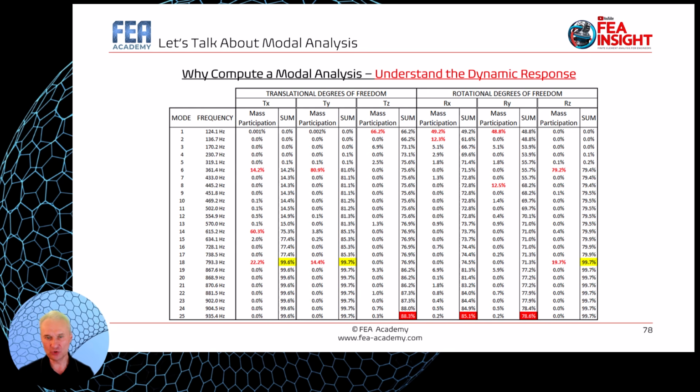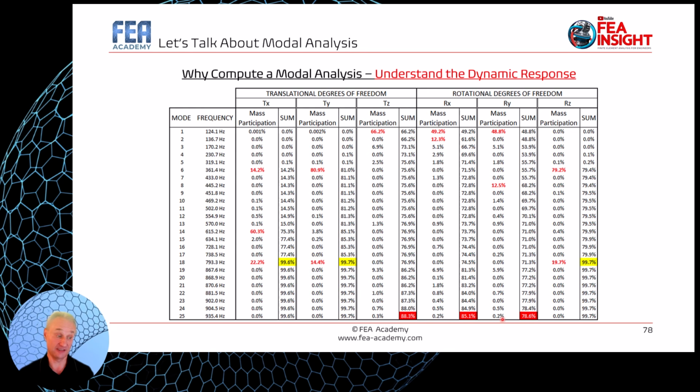So if I want to use this model to run a dynamic frequency response analysis of this structure, this table informs me that I need to compute more than 25 modes. Because you see here in translation X, Y, I capture 99.6% of the total mass with only 18 modes. But with 25 modes, I'm not able to capture at least 90% of the total mass in the translation Z degree of freedom. And it is the same in rotation X and rotation Z.